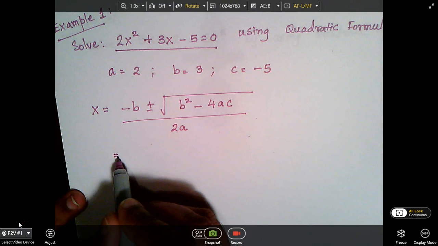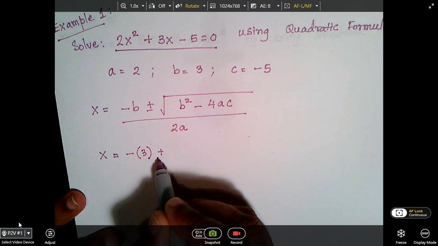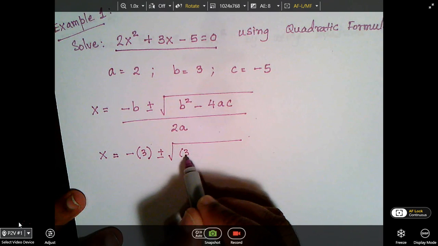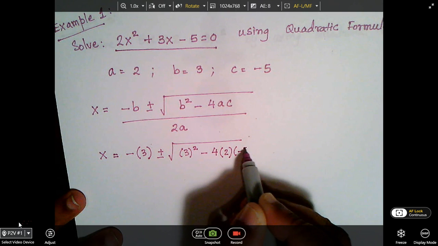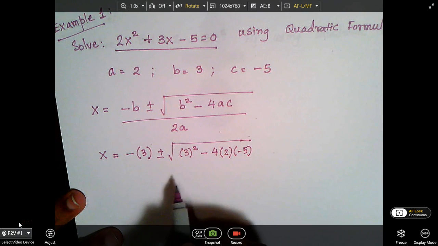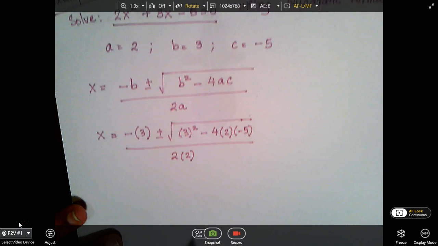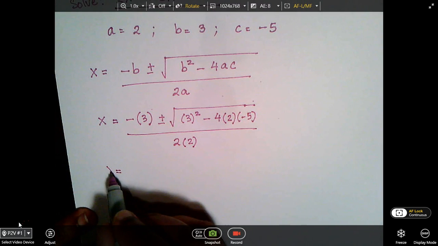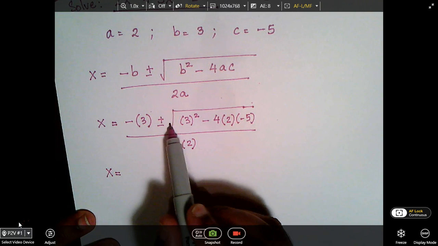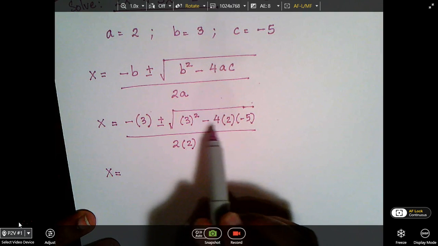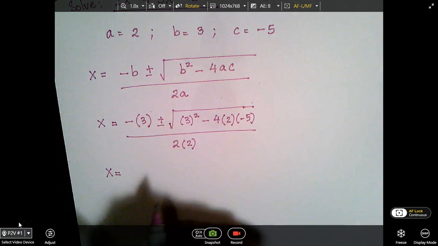So x equal to negative b, which is 3, plus or minus square root of 3 squared minus 4 times a times c, all over 2 times a. So x equals negative, I'm going to use PEMDAS, order of operations. Whatever is under the square root can be simplified separately. This can be simplified separately. This can be simplified separately. And then I can bring them all together.